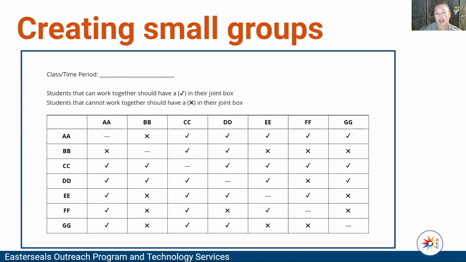You can see at the top that it says class or time period, and it's really important that we consider small groups in each academic area. So we would want to look at reading, for example, and then take this form and figure out which students can work together in a reading group. Then a separate one for math, which students can work together in a math group. In a writing group, which students are going to be able to work together.